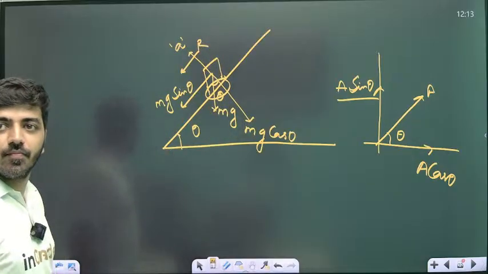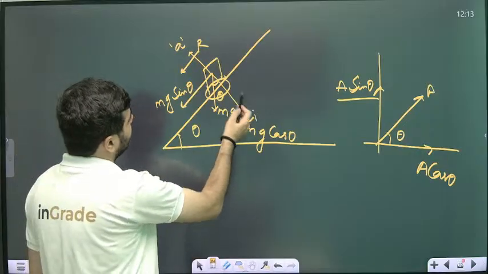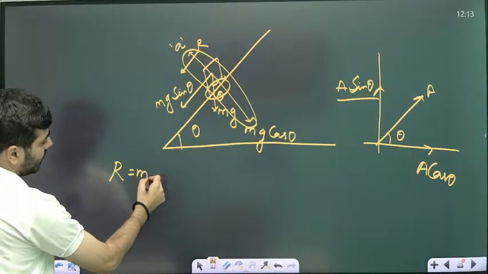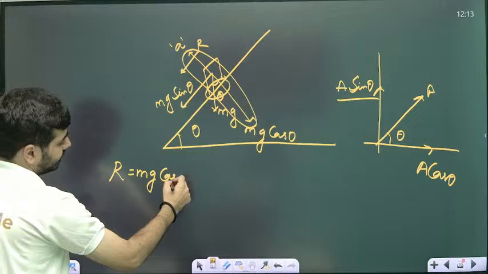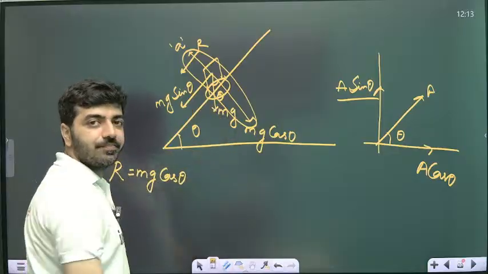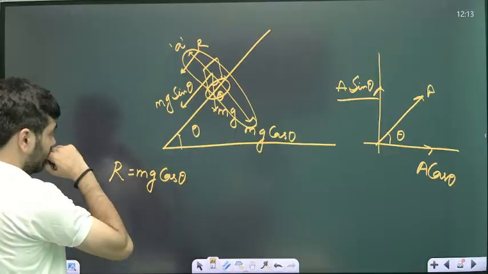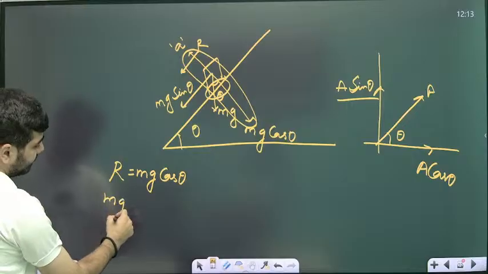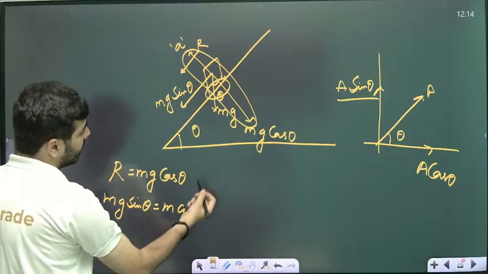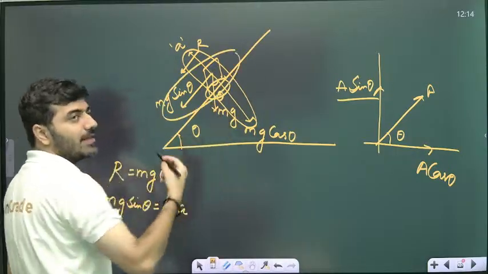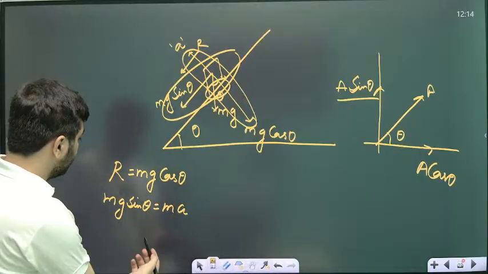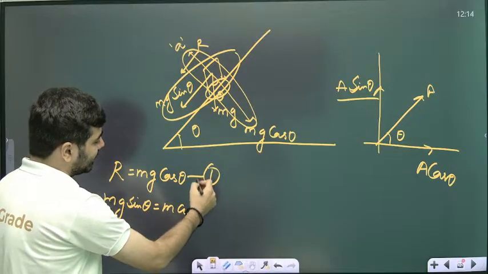First we have to balance the vertical part. R will be simply mg cos theta. Now we have to balance the horizontal part, sorry, the part along the plane: mg sin theta equals ma. Because the body is moving in the downward direction with acceleration a, we take only this part. This is the vertical part and this is the horizontal part.